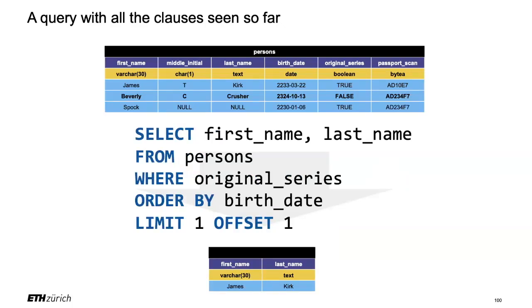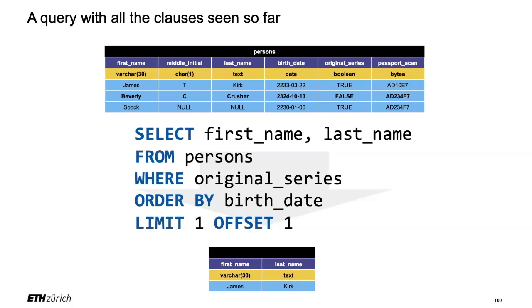Let's look at everything we've seen so far. Select, from, where, order by, limit, offset. These are these 6 clauses. Now I have good news for you. The order of the clauses has to be this order. You cannot put them in any other order. It has to be exactly select, from, where, order by, limit, offset.